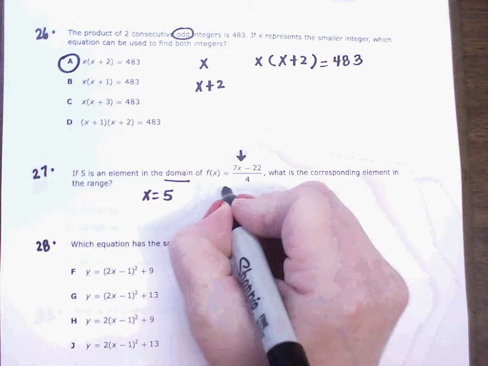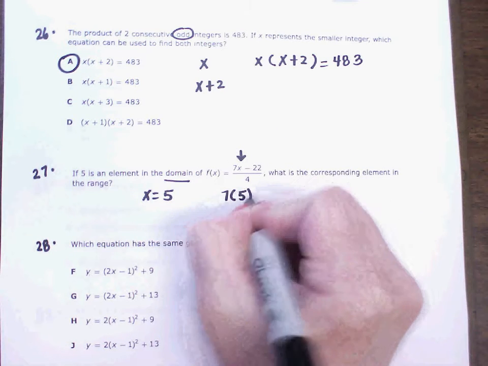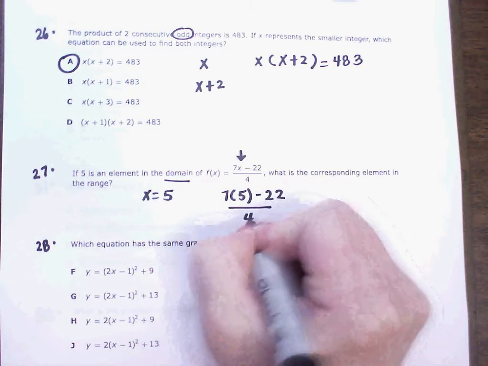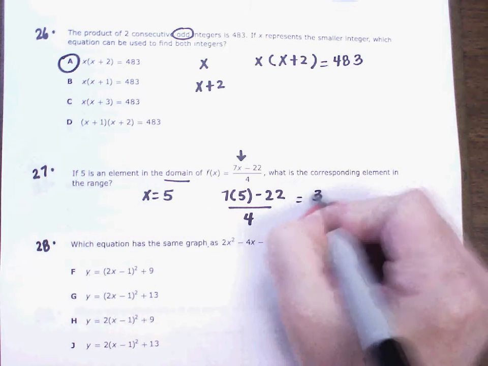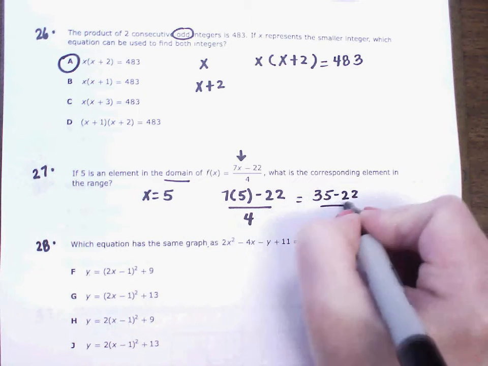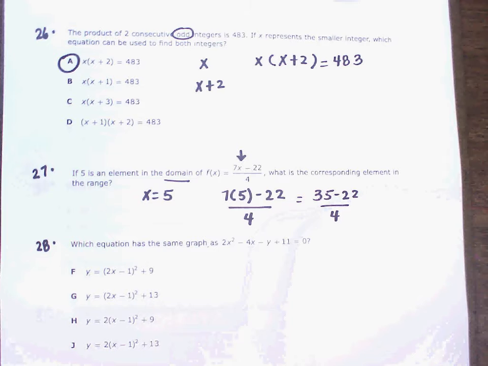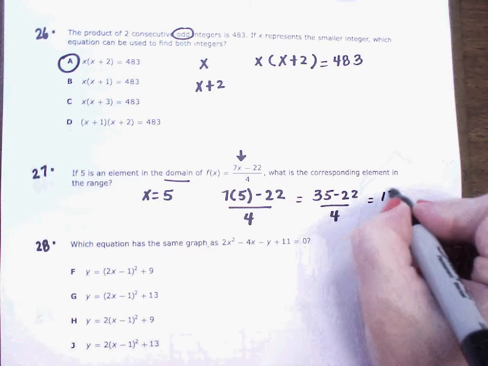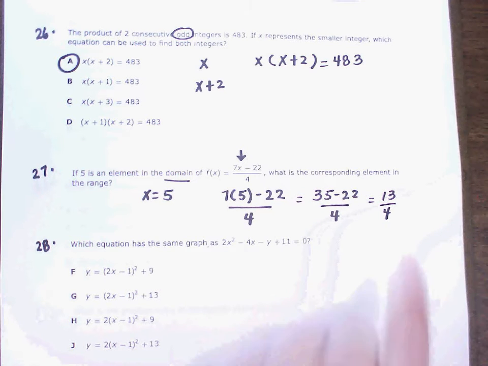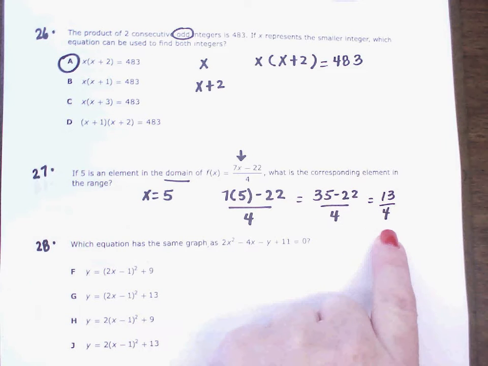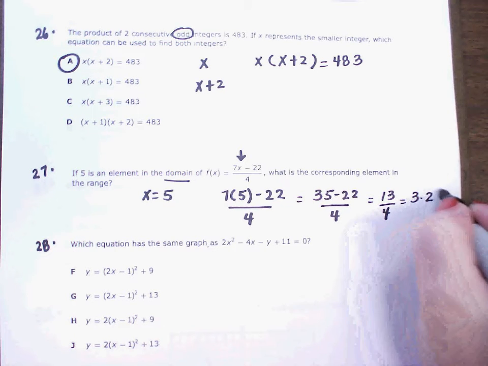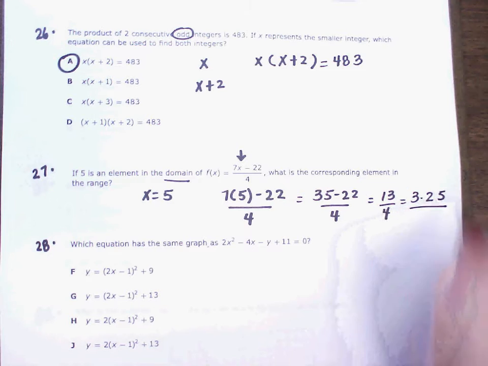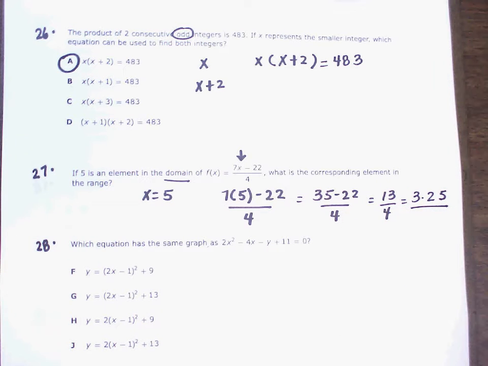All right? So I'm going to go ahead and plug it in. All right, so that would be 7 times 5 is 35. 35 minus 22 would be 13. So that would be 13 over 4. And if you want to go ahead and change it to a decimal, you can. That would be 3.25. So there's my answer.